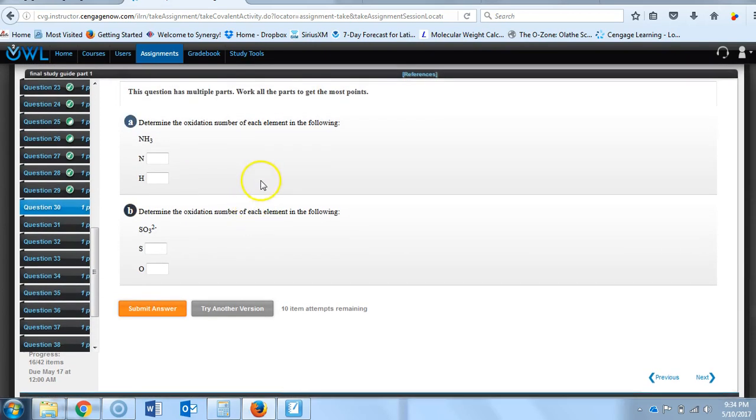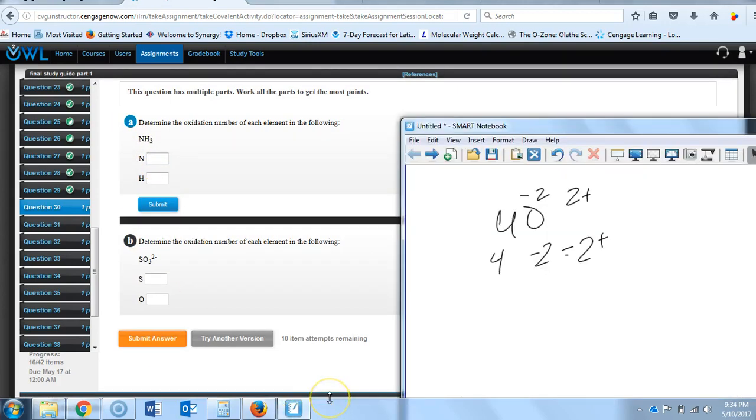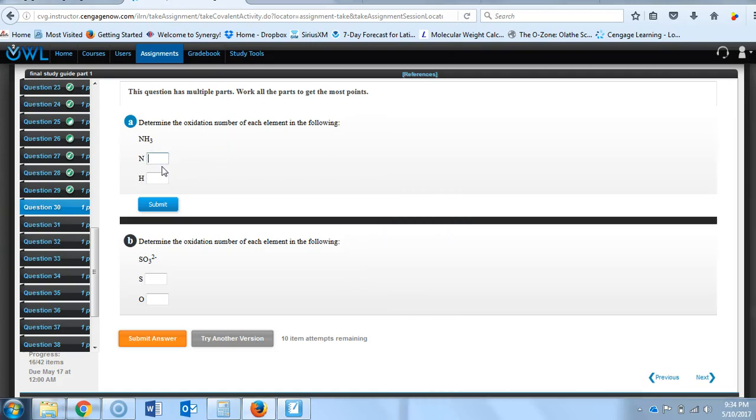Number 30, determine the oxidation number once again. NH3 adds up to 0. Hydrogens are going to be a +1 when they are with nonmetals. So nitrogen here has to be a -3. -3, +1.